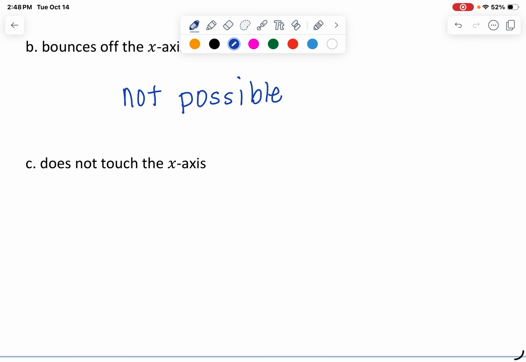C, does not touch the x-axis. So if I want an equation of a line that doesn't touch the x-axis, it has to be parallel with the x-axis. So it's going to be a horizontal line. Horizontal lines are all y equals. So y equals any number other than 0, because if it's 0, it touches the x-axis an unlimited or infinite amount of times. So I'll do y equals 3.